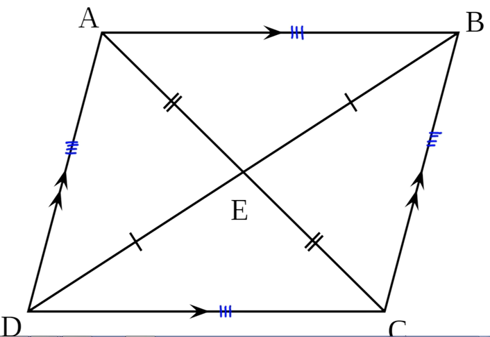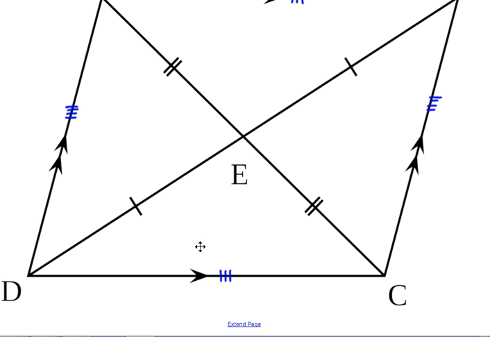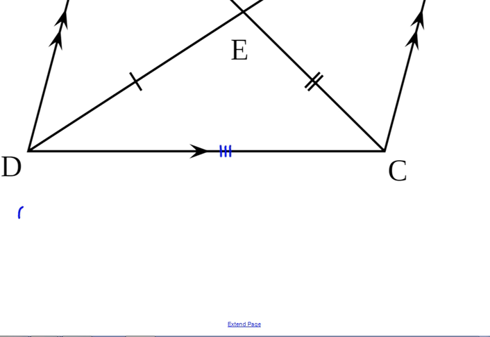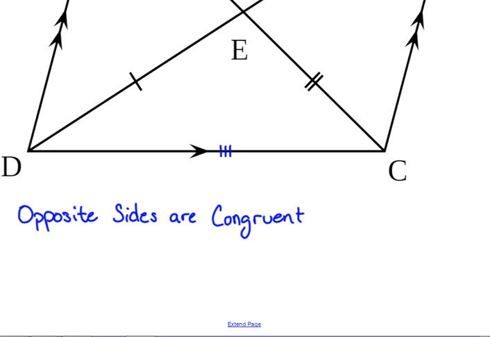Okay, so somewhere on your paper, I also want you to write opposite sides are congruent. And I would write AB is congruent to DC, and AD is congruent to BC. That congruent symbol is an equal sign with a little squiggle over the top of it. That means congruent. Okay, you need to be familiar with that symbol.